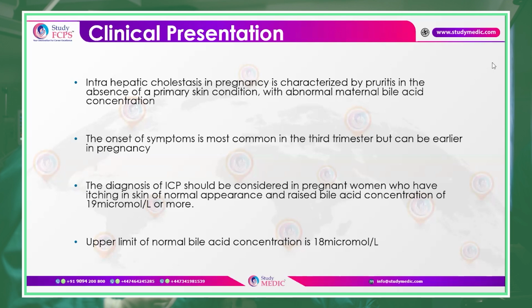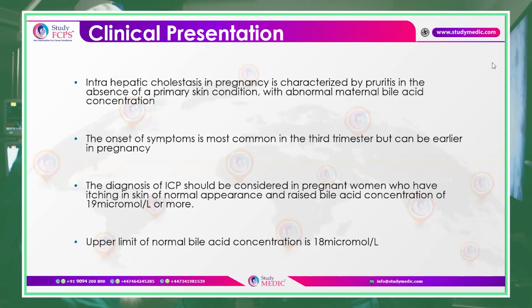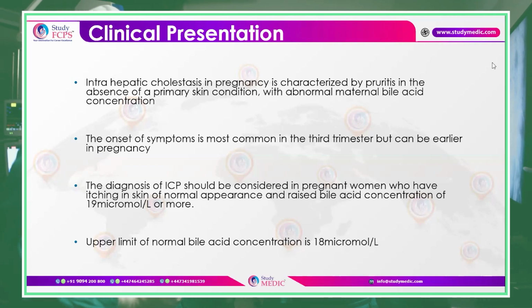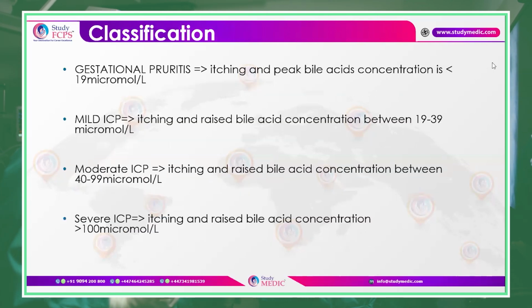The diagnosis of intrahepatic cholestasis of pregnancy should be considered in a pregnant woman who has itching in skin of normal appearance, which means it should not be associated with any rash. And clinically, there should be a raised bile acid concentration of approximately 19 micromole per liter or more. Now, normally the bile acids can increase in pregnancy, but the upper limit is to be kept in mind. The upper limit of normal bile acid concentration during pregnancy is 18 micromole per liter.